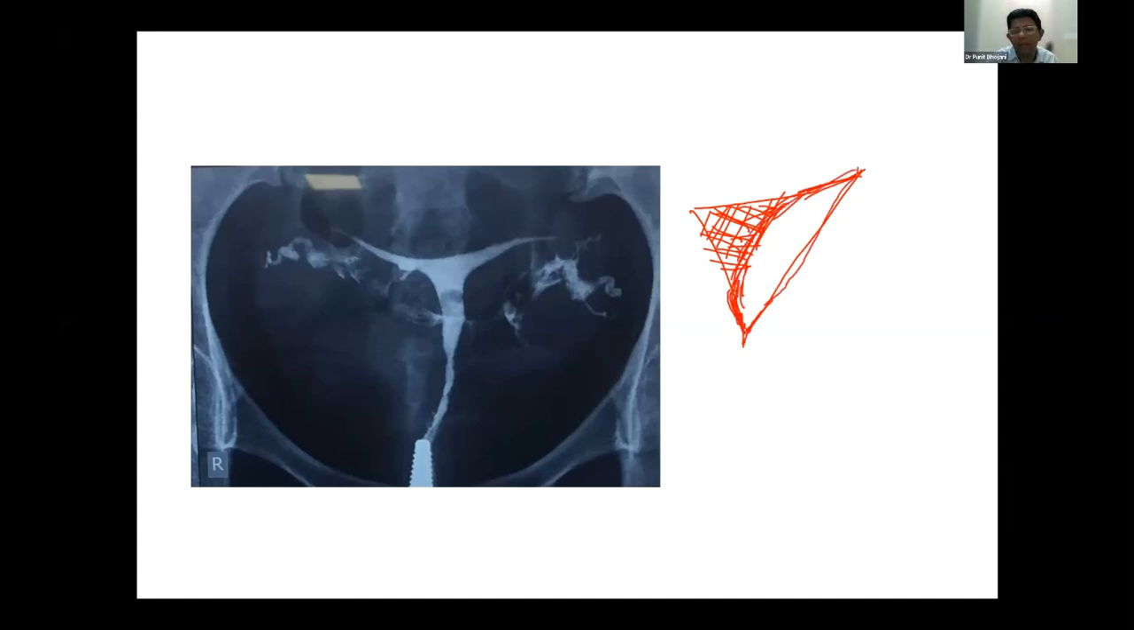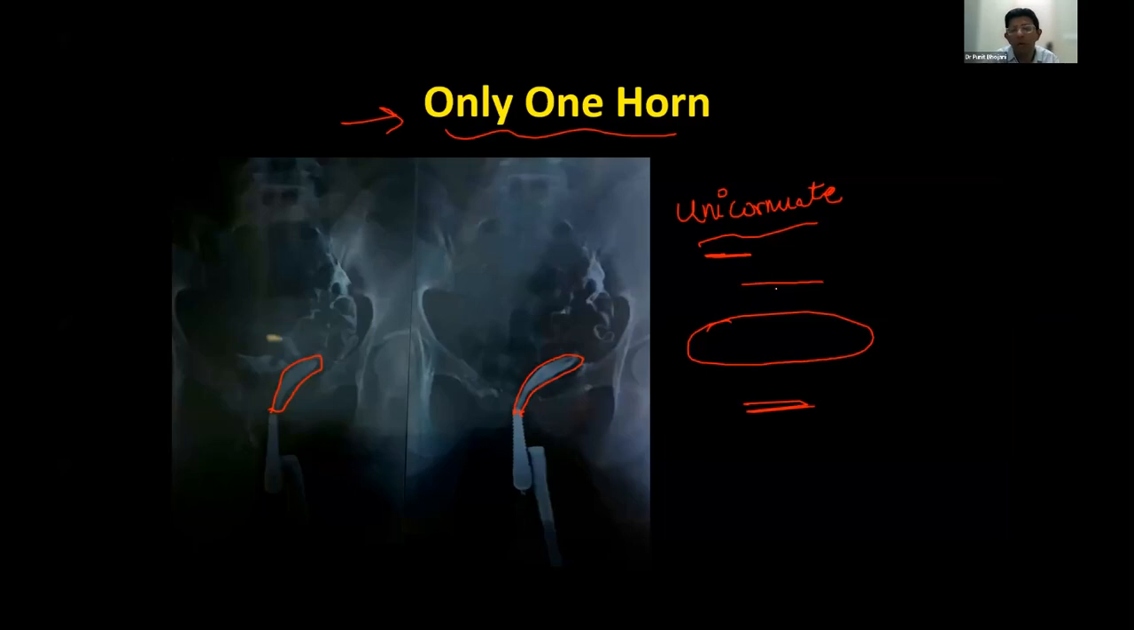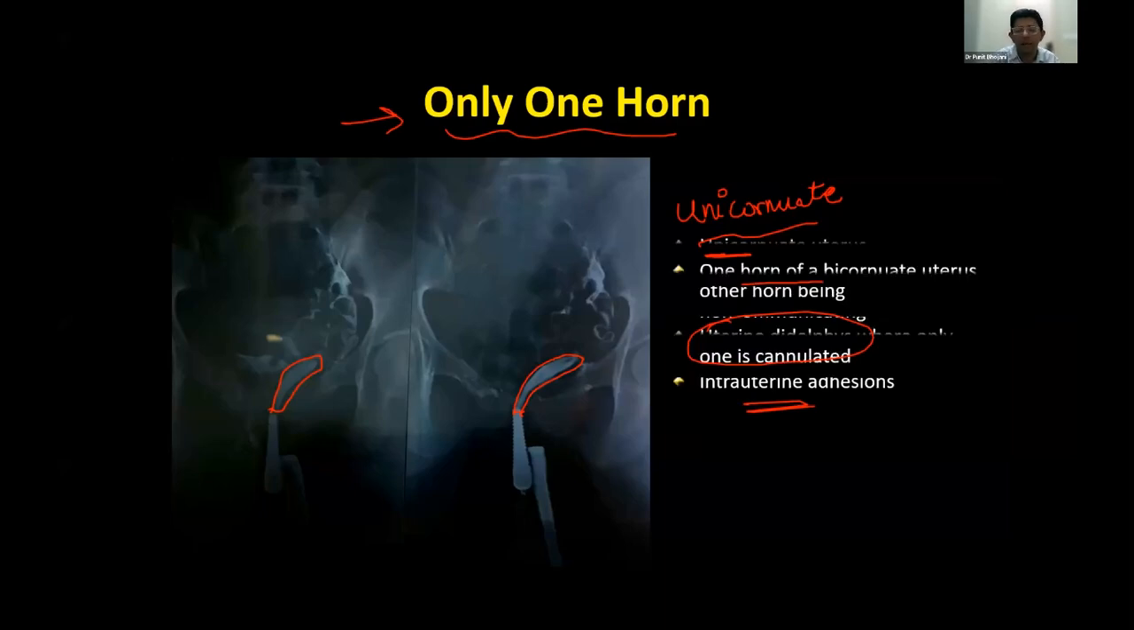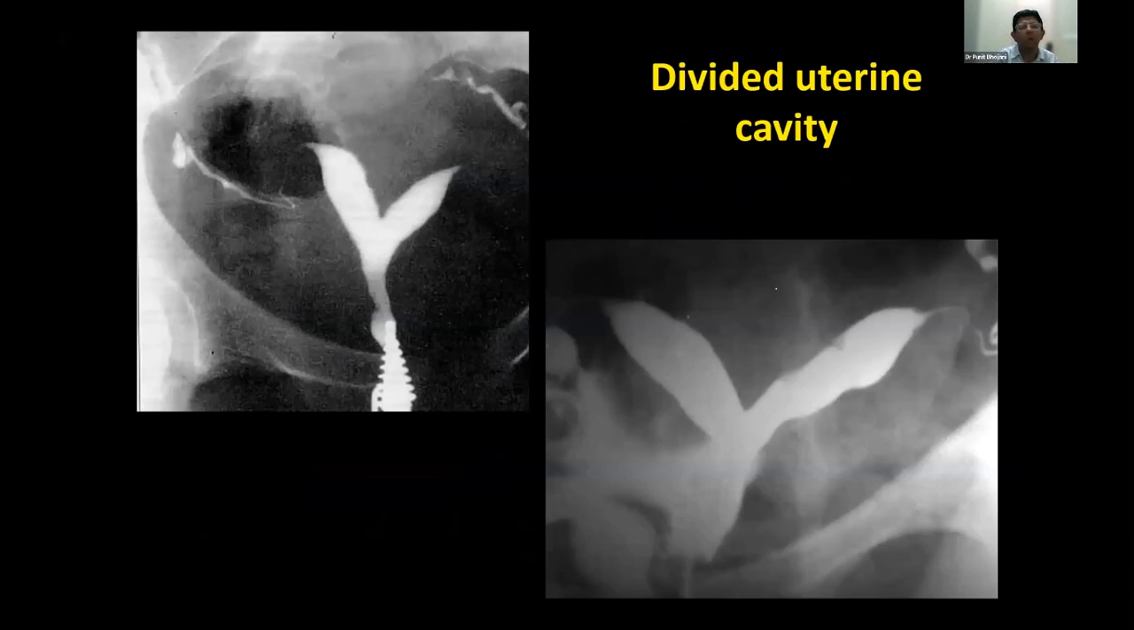Very good. But mainly say the four common things first. So yes, unicornuate and also a didelphys with one side cannulated. Yes. Now what is this? Let us all look at this one first. This one.